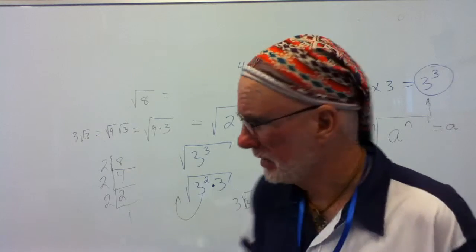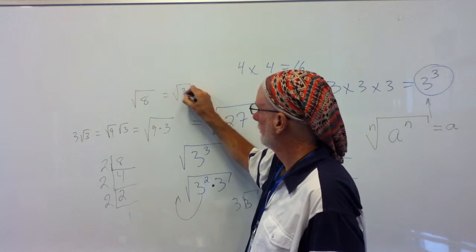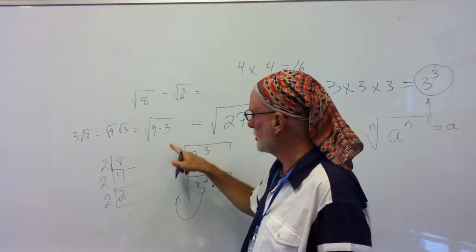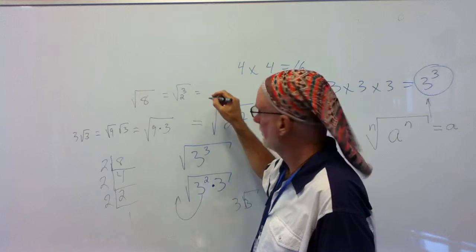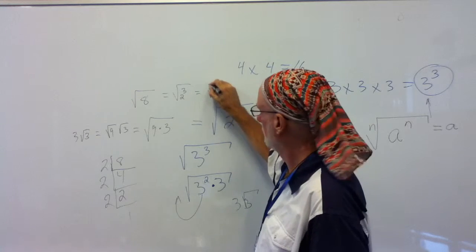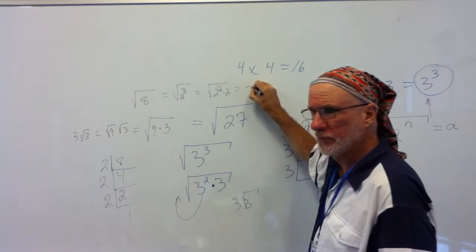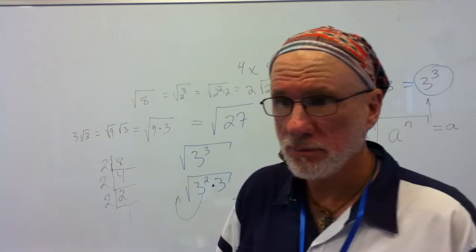So how would you write that? How would I reduce that so I've got a square in there? Is there a square in there somewhere? What is it? 2 squared times 2. Which equals what? Yes or no? All right.